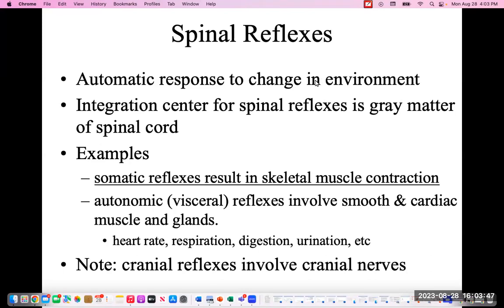We're still on neurology, but now we're going to be looking at some spinal reflexes, which is an interesting topic. So, when we talk about reflexes, they're automatic responses to changes in the environment. And the integration center for spinal reflexes is the gray matter of the spinal cord, right?